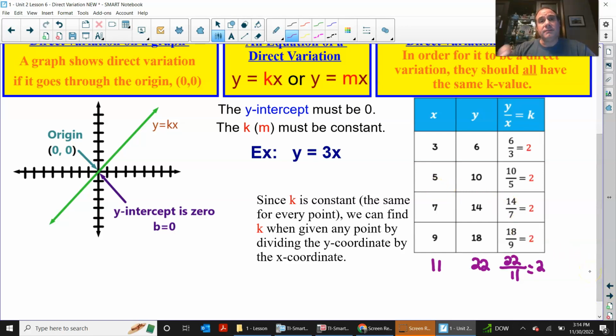If it's not a direct variation, when you divide y by x, you will not get the same k, the same constant. So if you divide 6 by 3 and you get 2, and then the next one is like 10 divided by 6 and you don't get 2, then you know it's not a direct variation. It does not go through (0, 0).